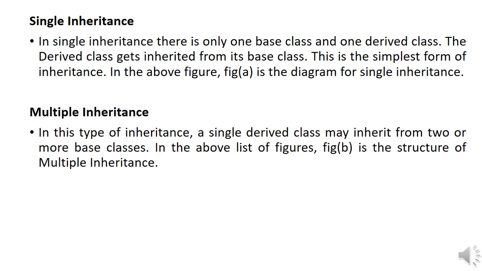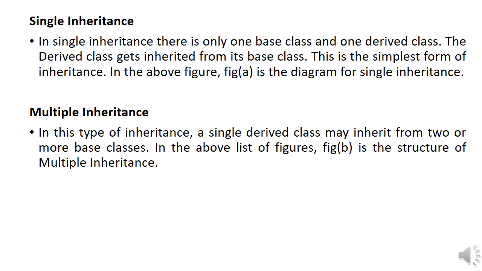These are the explanations of the figure we discussed in the previous slide. First, we discussed single inheritance in figure A. In single inheritance, there is only one base class and one derived class, and the derived class gets inherited from its base class. This simple form of inheritance is called single inheritance.